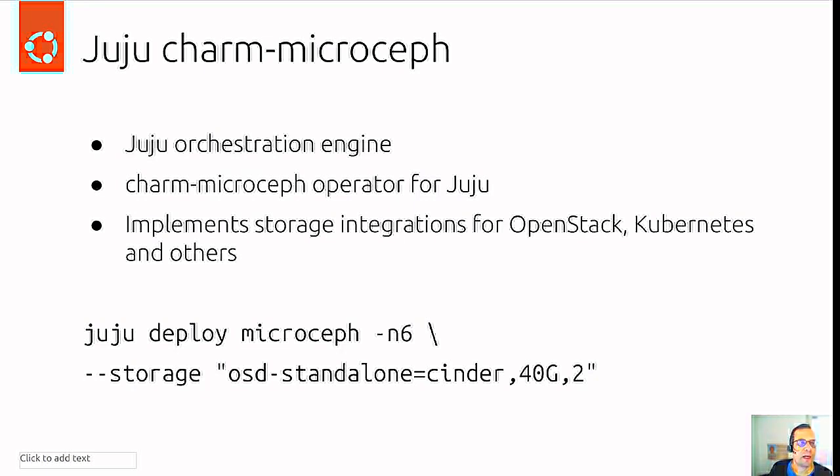Juju charm MicroCeph. Juju is the orchestration engine created by Canonical that allows you to deploy cloud components with operators. And there's a charm MicroCeph operator we implemented for Juju, which provides storage integration for OpenStack, Kubernetes, and other cloud components. Just as an example, this is how you would deploy a 6-node MicroCeph cluster via Juju. That is juju deploy microceph, give it the number of nodes you want to use, and some storage options.